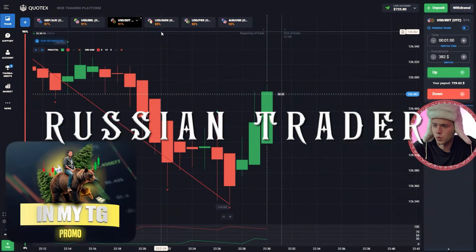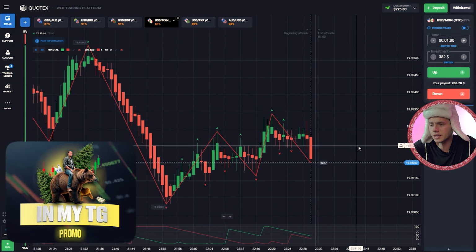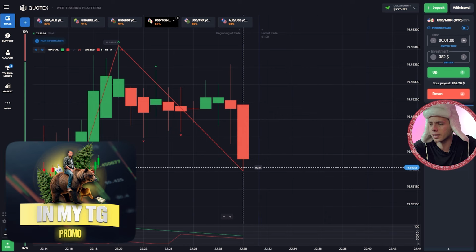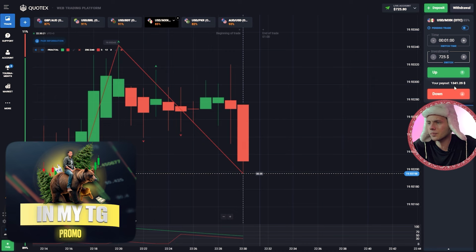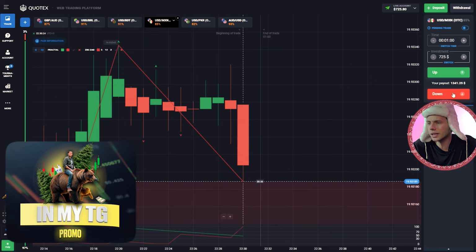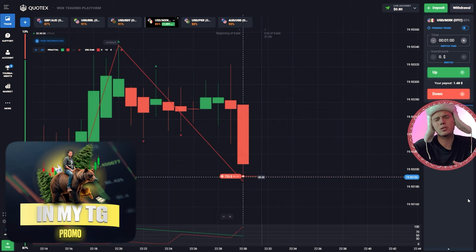Here is another trading pair. Let's take a look what's happening over here right now. All right, interesting. Let's set up the amount first. 725, okay. Right now I'm opening a sell trade over here, guys. If you take a look at the Aroon, it is very good, okay.